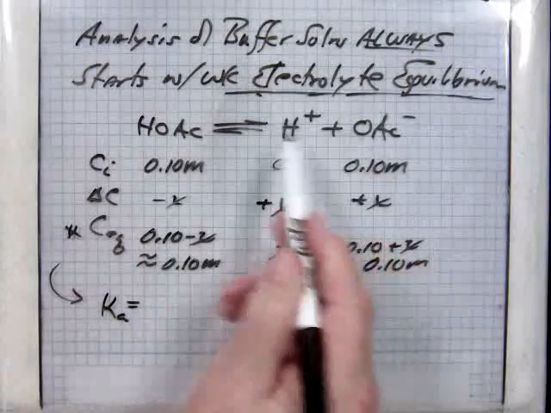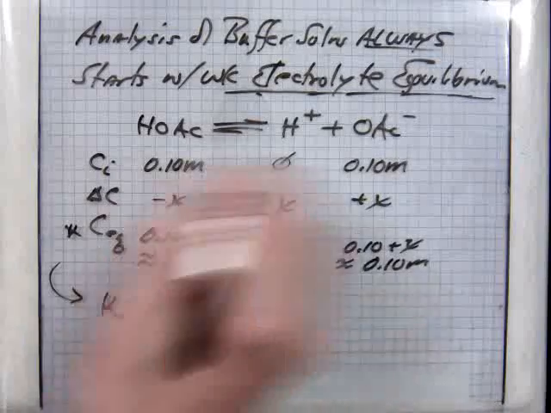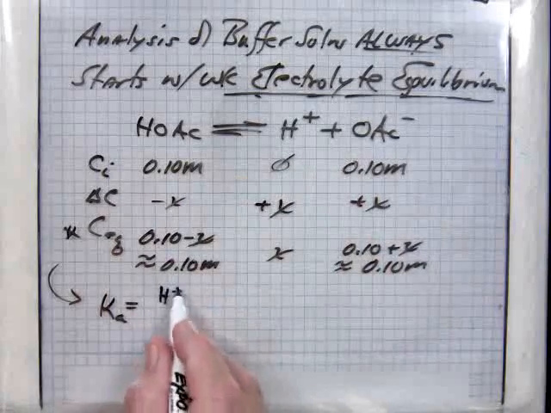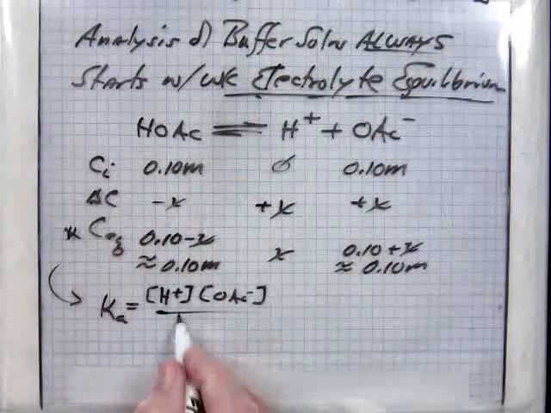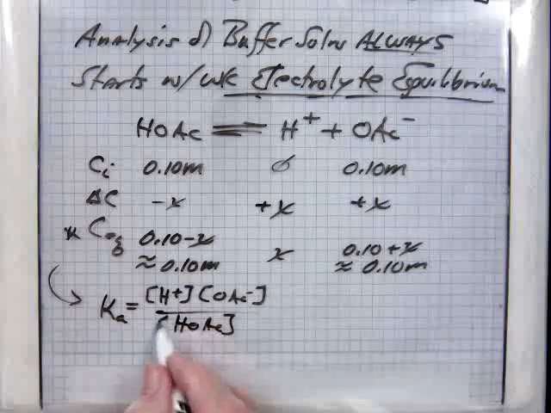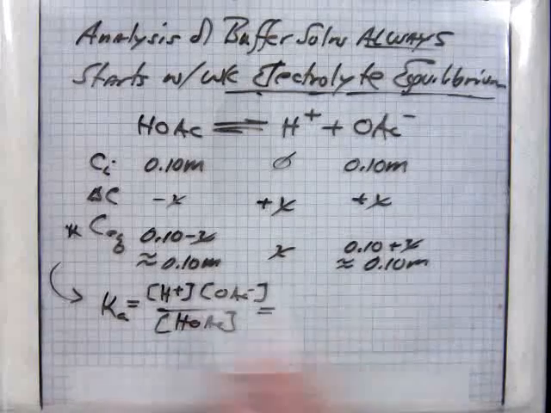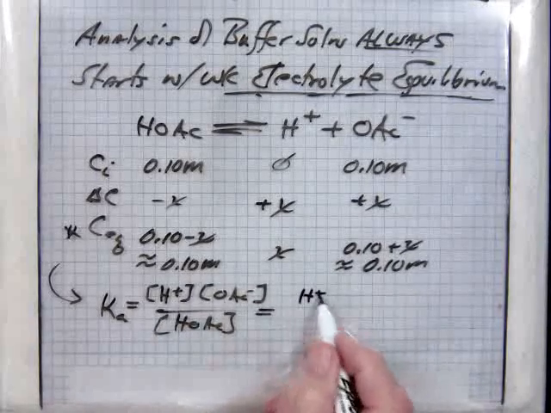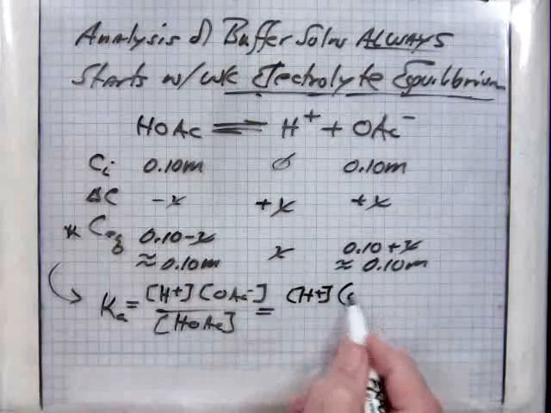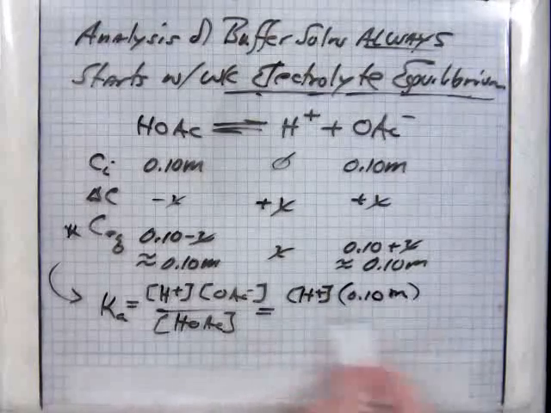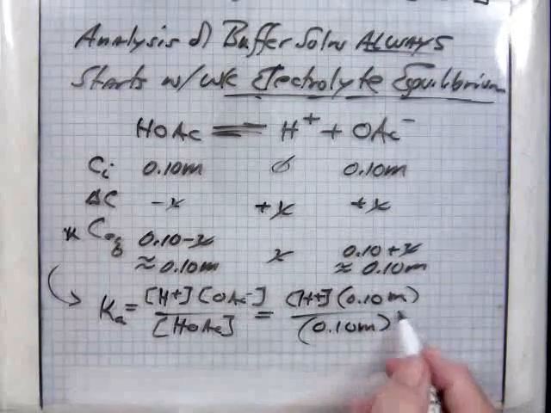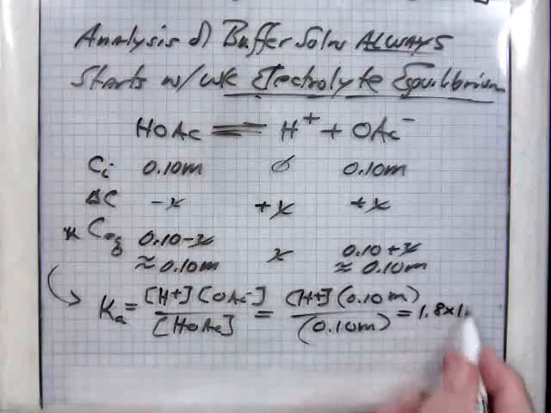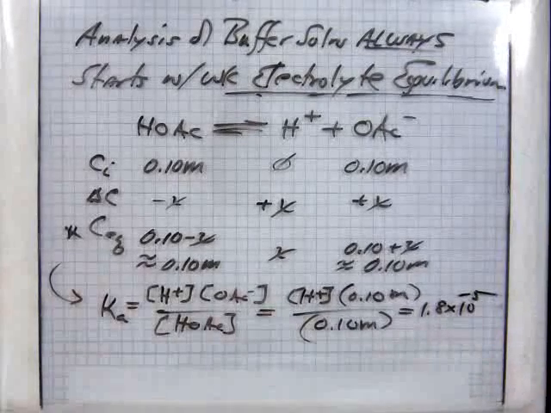And so we use the equilibrium of the weak electrolyte and substitute our values. So we have the hydronium ions, what we're looking for, and then we have 0.10 molar here and 0.10 molar here. And that's 1.8 times 10 to the minus 5 for the Ka value. And that's a given.